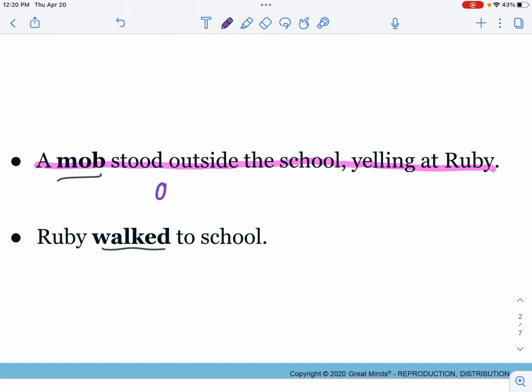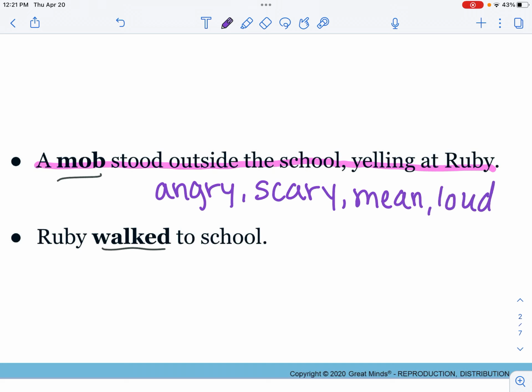We could use the word angry, scary, mean, or even loud since they're yelling. So we could say, an angry mob stood outside the school yelling at Ruby. Or a scary mob stood outside the school yelling at Ruby. Or a mean mob stood outside the school yelling at Ruby. Or a loud mob stood outside the school yelling at Ruby. When we add an adjective before the word mob, it adds more details to your writing.